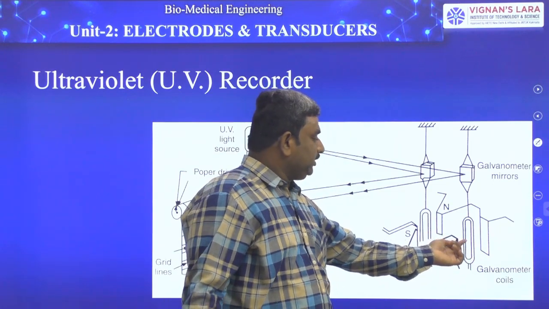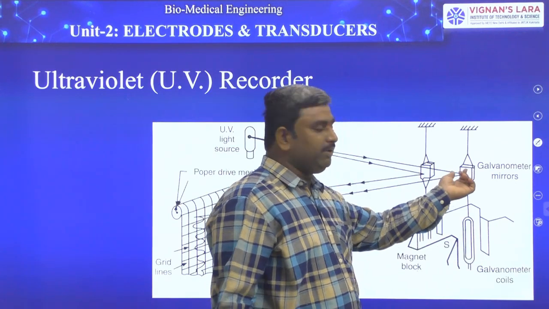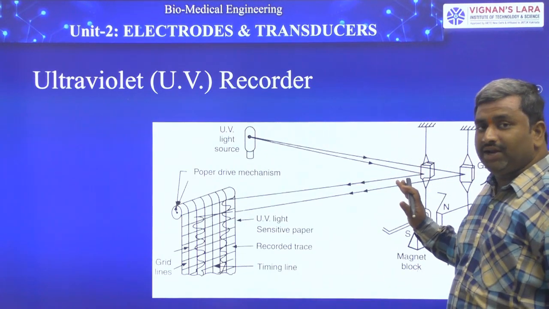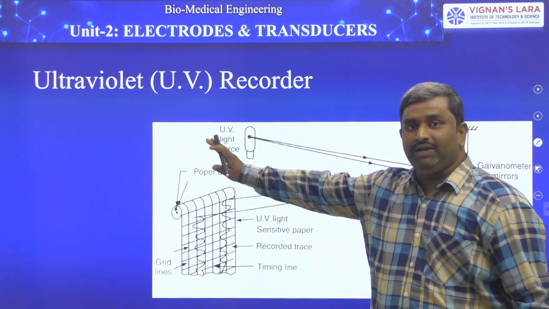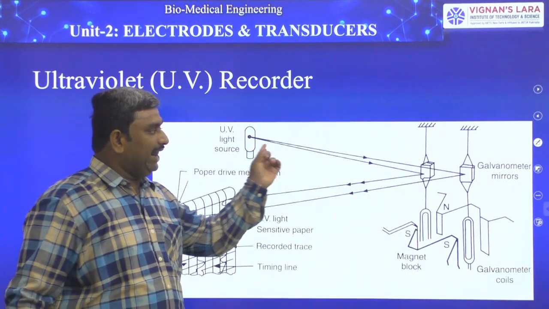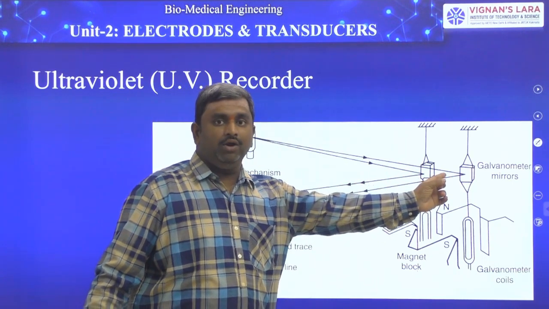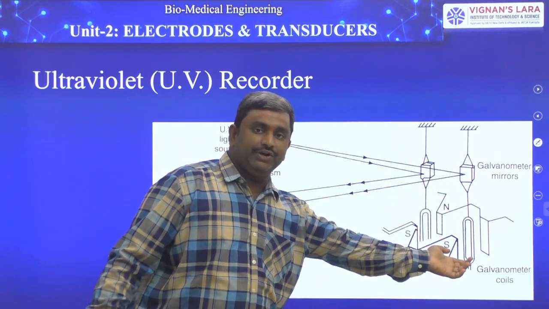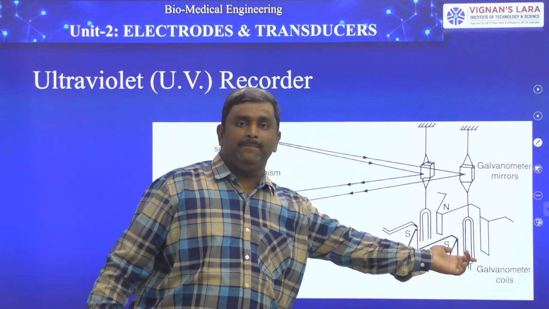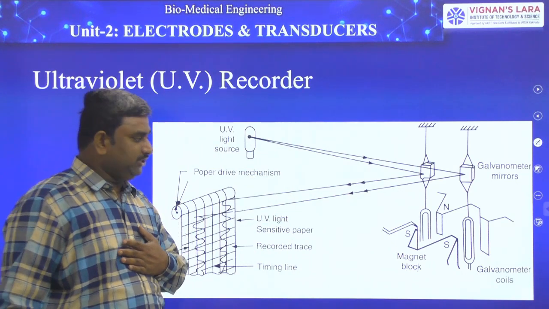Based on that, these armatures will rotate, and based on this armature rotation, these mirrors also move. These mirrors are reflecting ultraviolet light onto this paper in different directions. So these UV light rays are reflected onto a paper, and the mirrors are moving based on the EMF generated in this magnetic field. These magnetic field EMF variations are completely based on our human bioelectric potentials, or biopotentials.